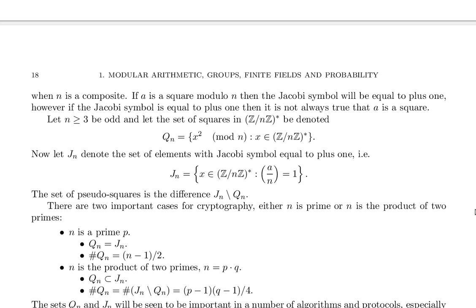Let n greater than or equal to 3 be odd, and let the set of squares in Z mod n Z star be denoted Q sub n equals x squared mod n such that x is in Z mod n Z star. Now let J sub n denote the set of elements with Jacobi symbol equal to +1, i.e. J sub n is x an element of Z mod n Z star such that a over n equals 1. The set of pseudo-squares is J sub n with Q sub n taken out of it.